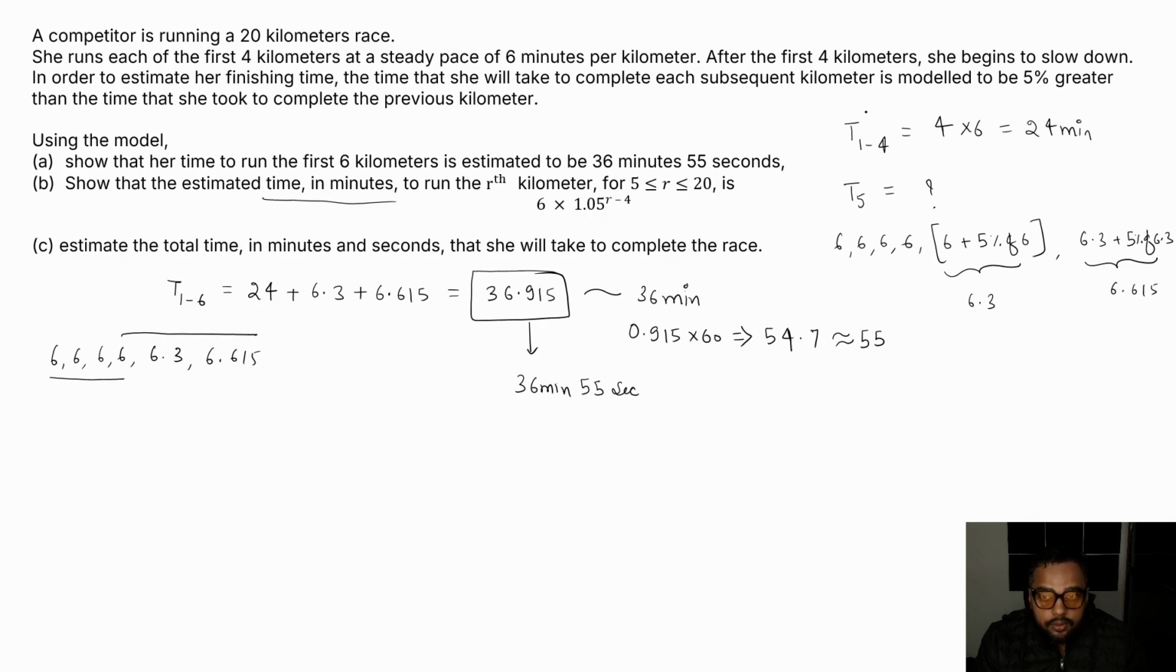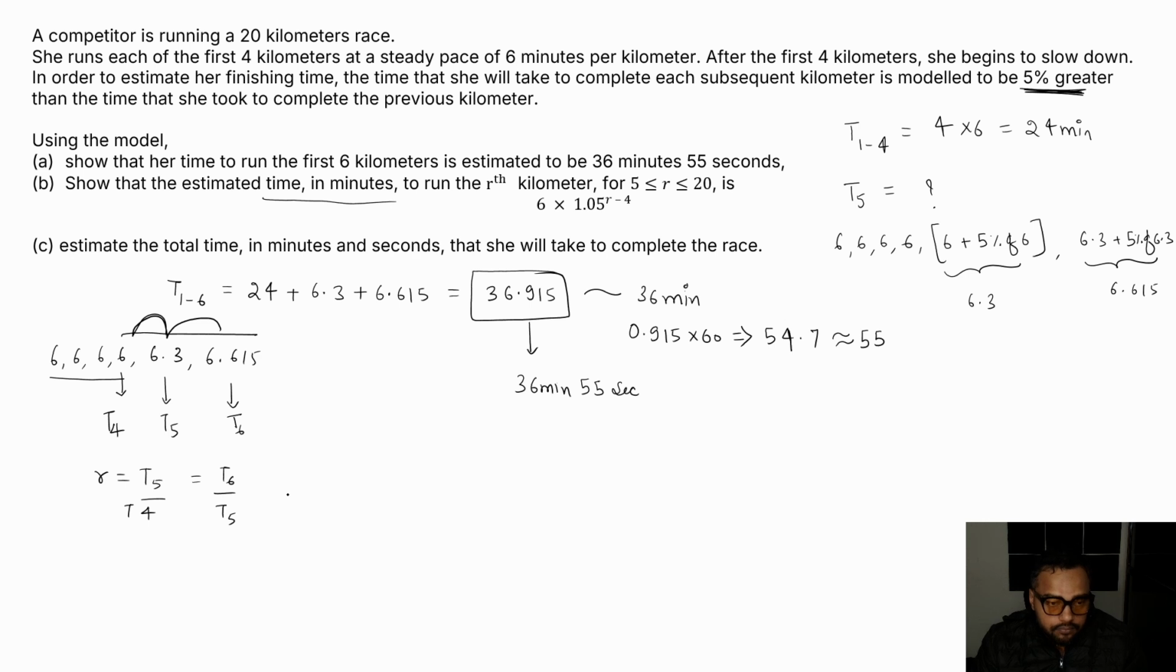How did I come to know? Because it is mentioned in the question that each subsequent time is 5% greater than the previous amount of time. So from here you can say that this is T4, this is T5 which we have calculated, and this is T6. For this sequence, the common ratio for this geometric sequence will be given by T5 by T4, or even you can mention it as T6 by T5.